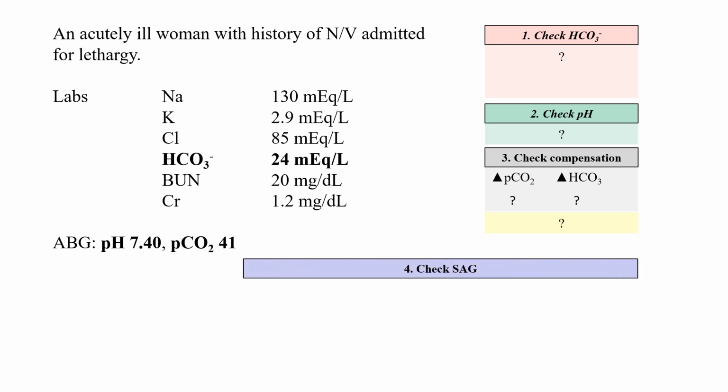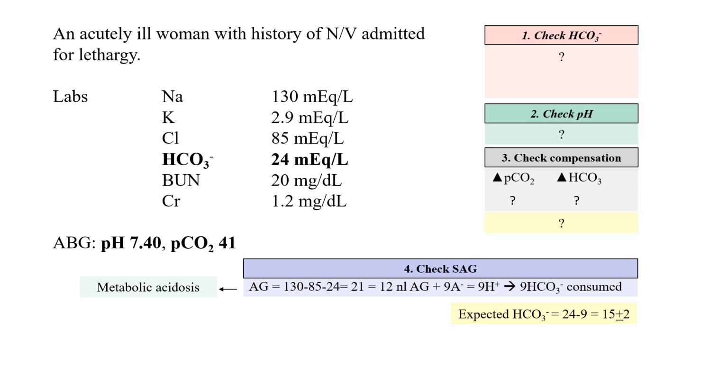Step 4, check serum anion gap. It is 21, which means we have 21 minus 12, or 9 extra anions, or 9 acids around. The high anion gap here gives us a clue that there is a high anion gap metabolic acidosis. The 9 acids are expected to consume 9 bicarbonate and give us an expected bicarbonate of 15.